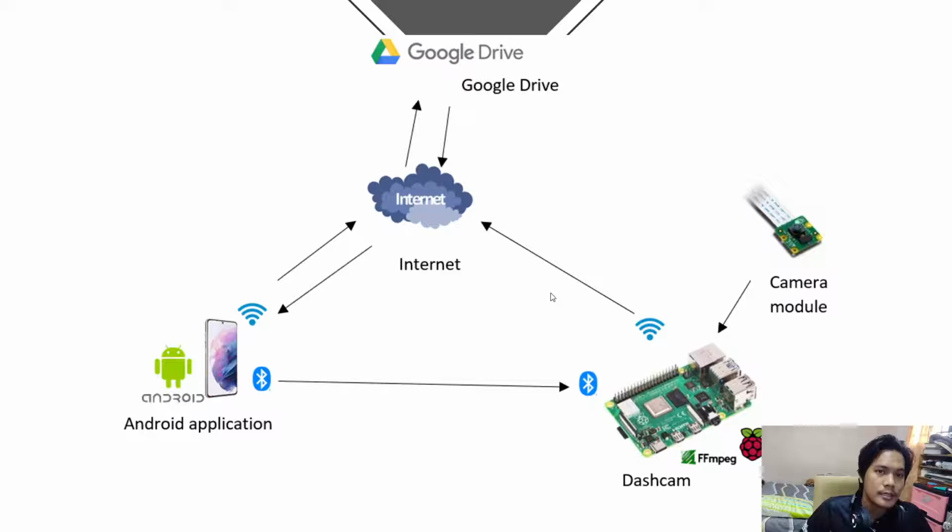Alright, so this is my logical diagram for the project. This is the dashcam, this is the camera module. The user can control the dashcam through Bluetooth using the mobile app. And then the dashcam will upload the video files to the Google Drive, and then the user can easily access the Google Drive through the internet.